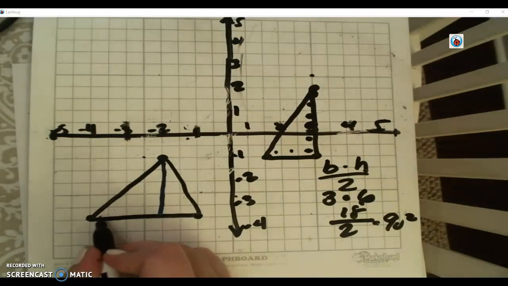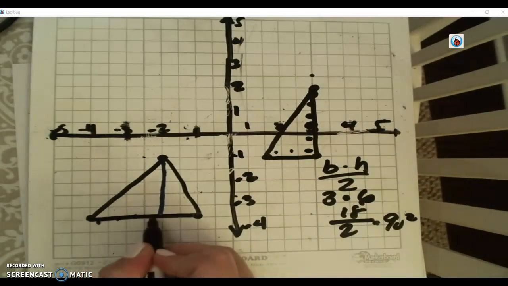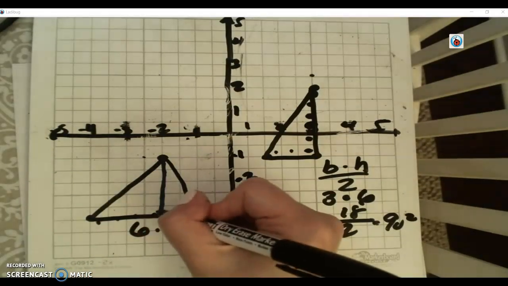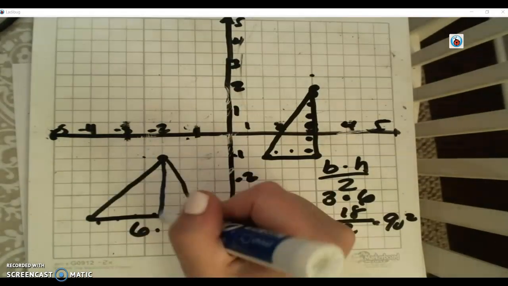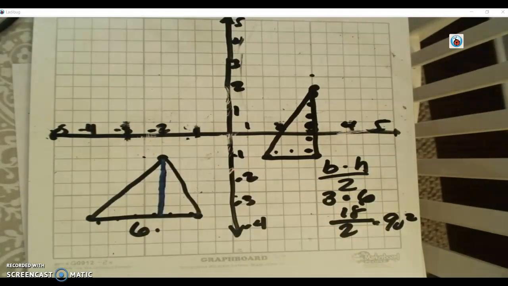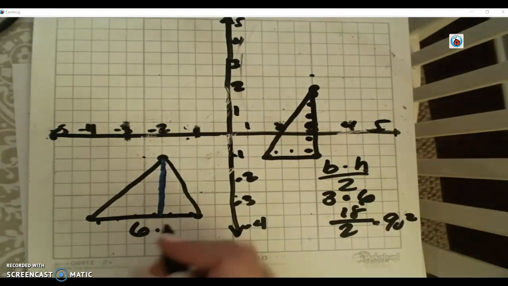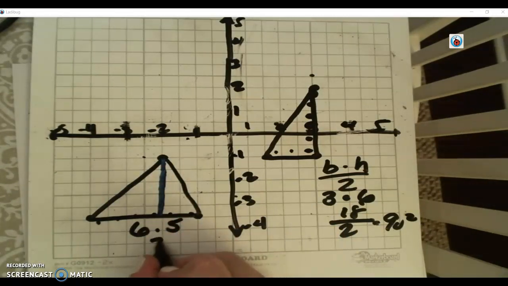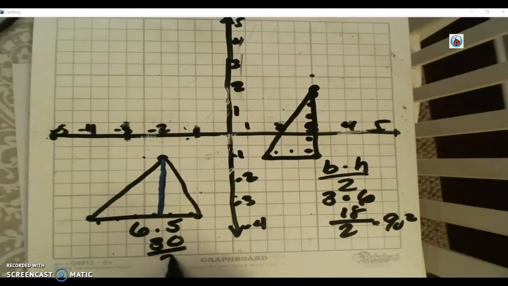So I'm going to count my squares. 1, 2, 3, 4, 5, 6. The height is now, take your pen, 1, 2, 3, 4, 5. So 5. And that's 30. And then because it's a triangle, what do you have to do? Divide it by 2. So 30 divided by 2 is 15 units squared.